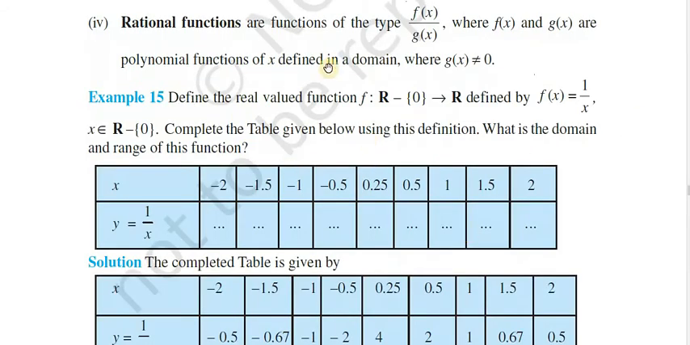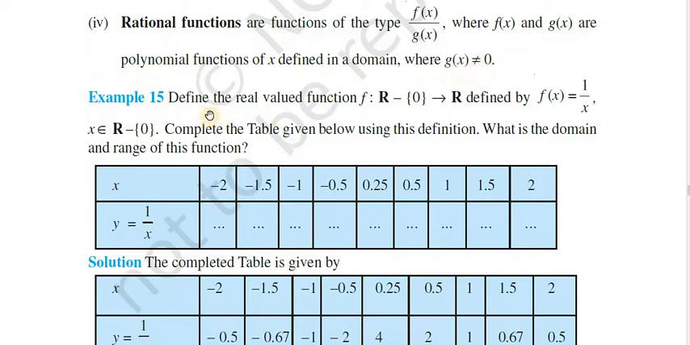So we have something called a rational function too. What is a rational function? Here functions are like f(x) by g(x). Whenever you have a function of this type, f(x) by g(x), where f(x) and g(x) are polynomials and g(x) is not equal to 0, the points x where g(x) is not equal to 0 form the domain. So you have to take out those points.